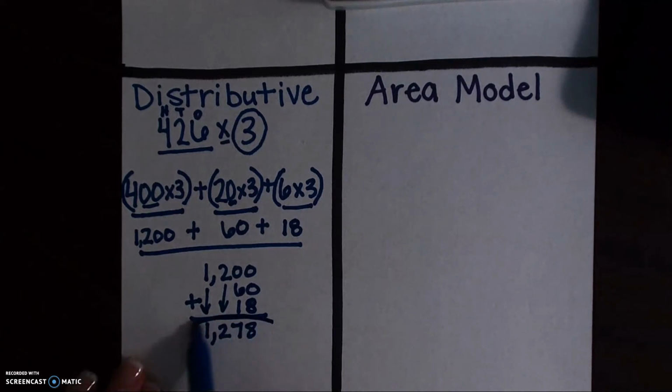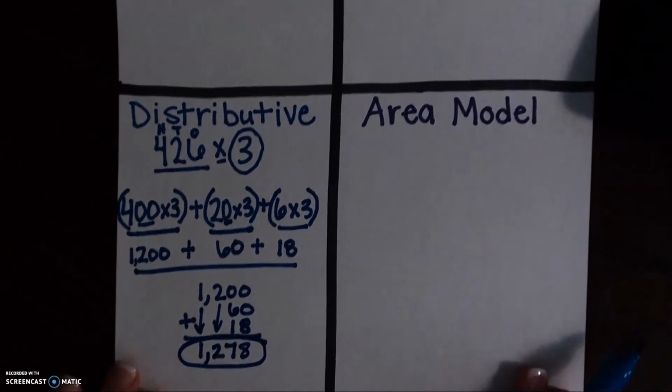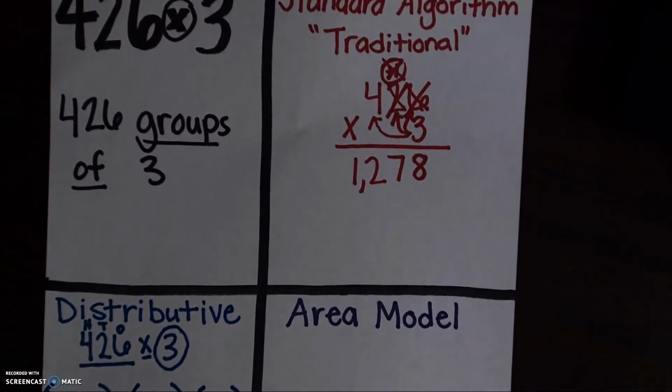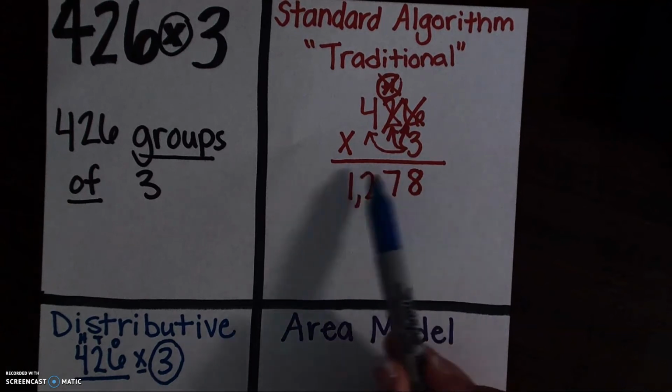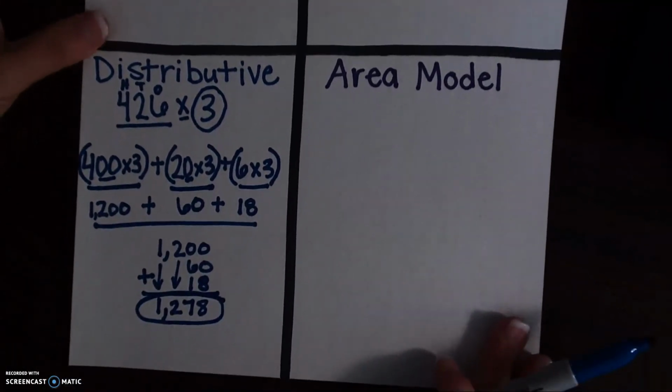So I got 1,278. And let's just check ourselves. Back up here on the traditional way, we also got 1,278. So that's perfect. That worked out great.